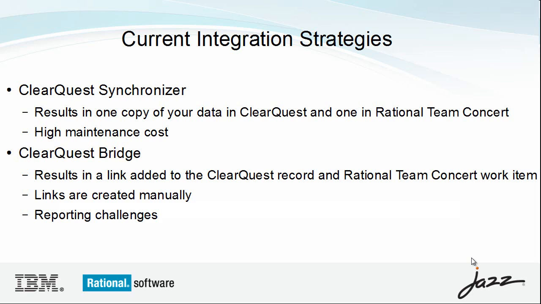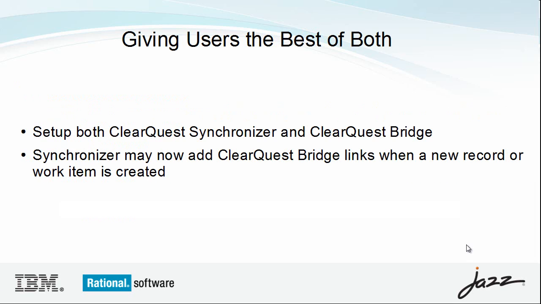With the ClearQuest Bridge, it's easy to use. It's a hyperlink added to ClearQuest records in Rational Team Concert to create an association between the two. The links are created manually, and reporting can be challenging for users of the ClearQuest Bridge because some of their data may be in ClearQuest and some of it may be in Rational Team Concert, and it can be challenging to make reports that get information from both repositories.